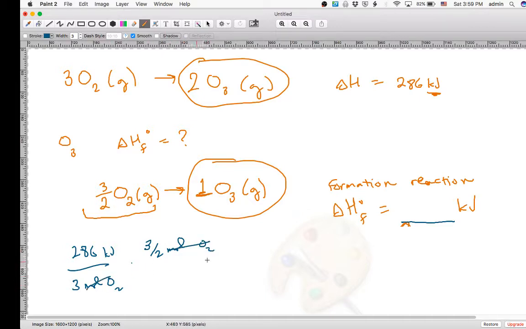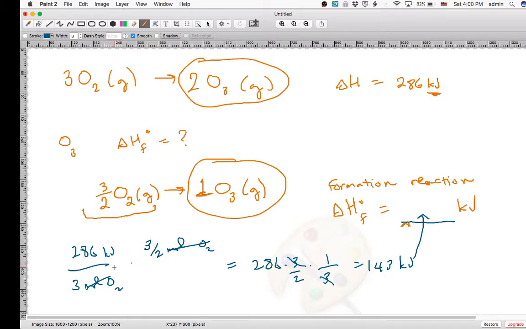So the moles of oxygen cancel out. I get 286 times 3/2 divided by 3. So that's 286 times 3 over 2 divided by 3. Dividing by 3 is just like multiplying by 1/3. The 3's cancel. So 286 divided by 2 is again 143 kilojoules. That goes right there. So that's how this is done. The key here, so all of this calculation is very similar to the other calculations that you have done in previous modules. The only difference is we're using kilojoules here instead of grams or moles or something.